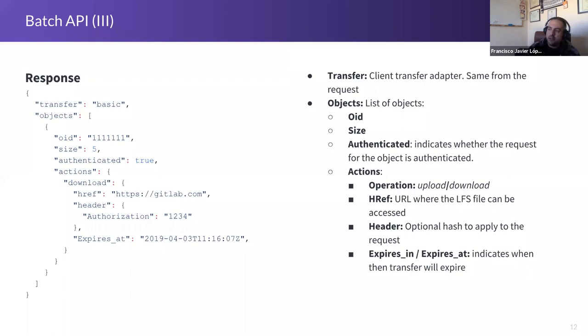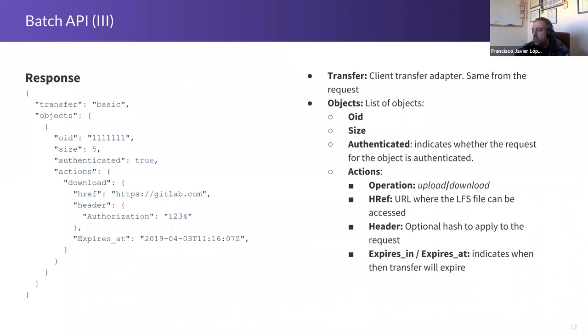Okay, then in the response, we have the transfer again, which is the same transfer adapter we use in the request. And the main field, the param objects, is a list of objects with information: the OID, the size, authenticated, that indicates if the request is authenticated or not, and finally, actions. In actions, we see which operation can be performed.